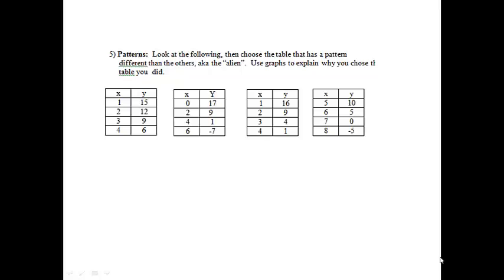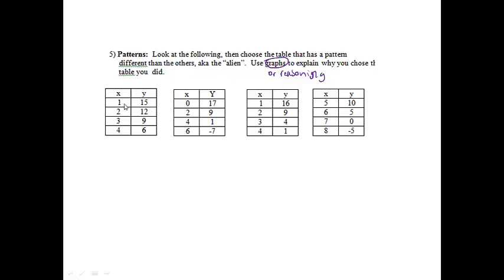It says, look at the following, then choose the table that has a pattern different than the others, aka the alien. Use graphs to explain why you chose the table you did. And I'm going to change this. We're going to use graphs, if helpful, or reasoning to explain why you chose the table that you did. I think our reasoning might be a little bit more clear than looking at our graphs on this one, but we'll do it both ways.